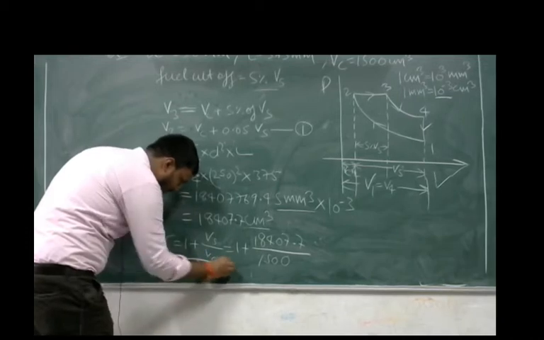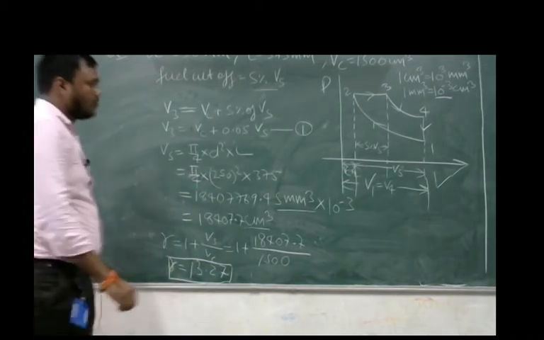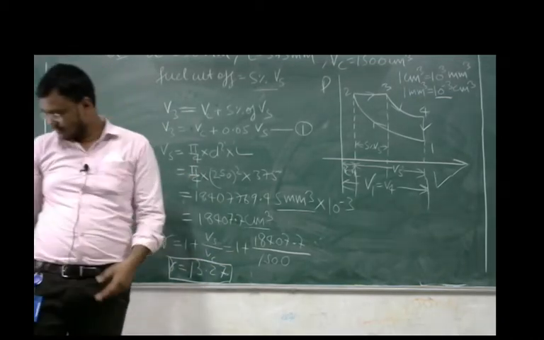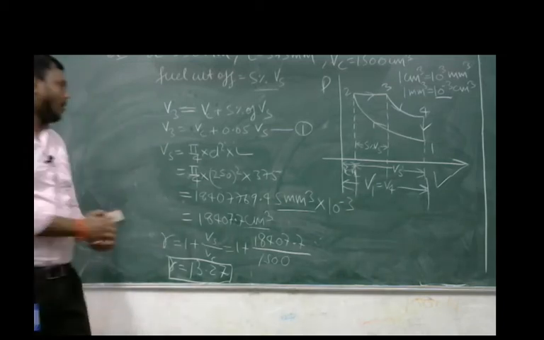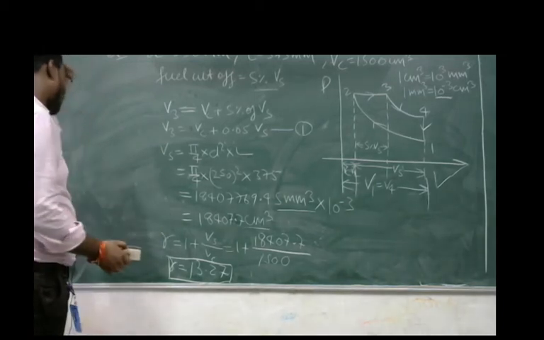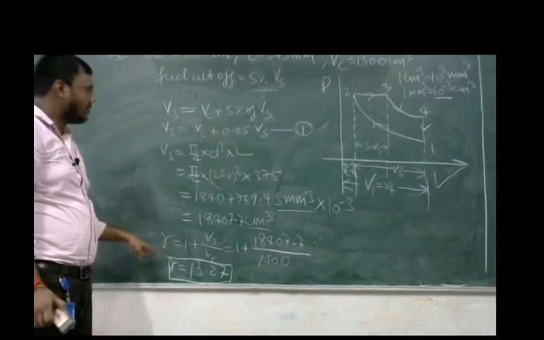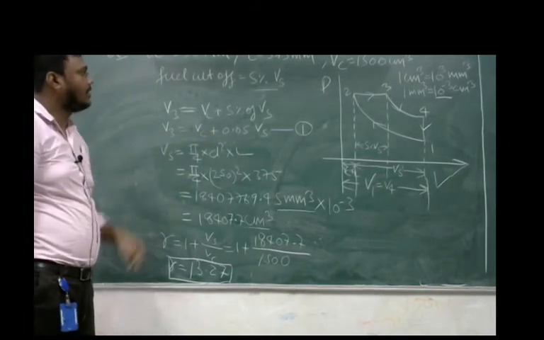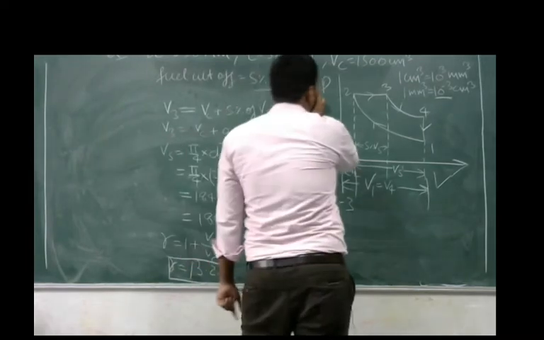So here we got the value of R, 13.27. Now we can convert the value of Vs into Vc. So I am reading this diagram.